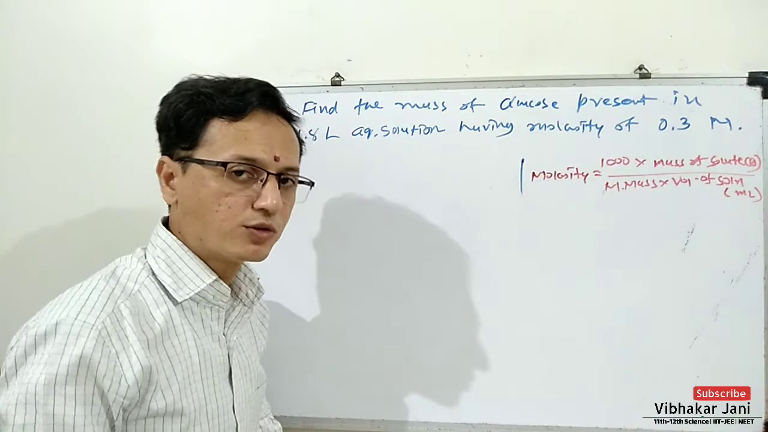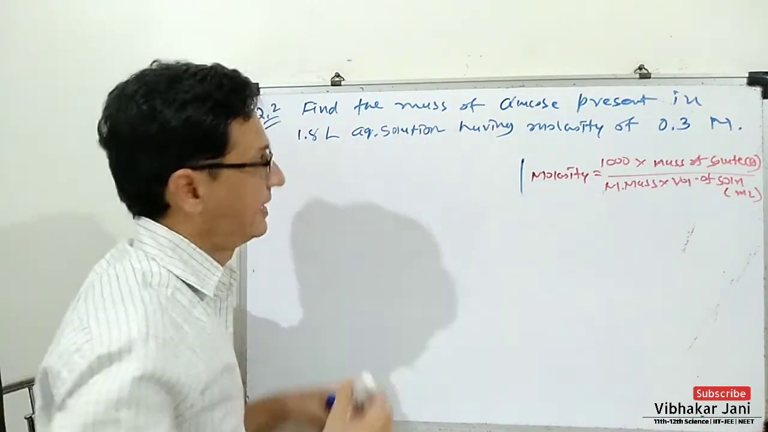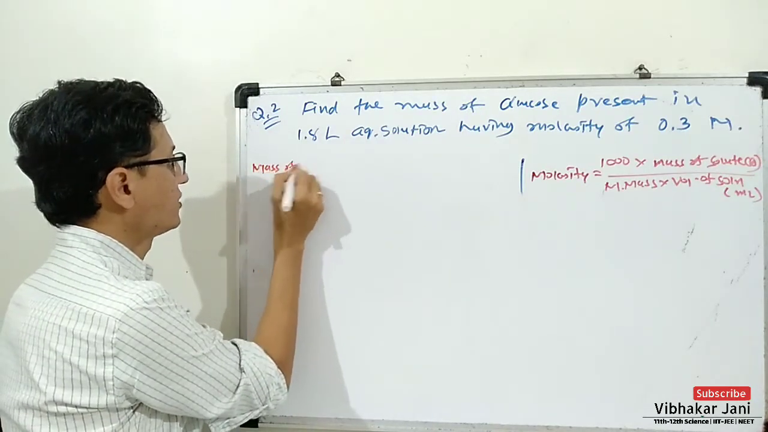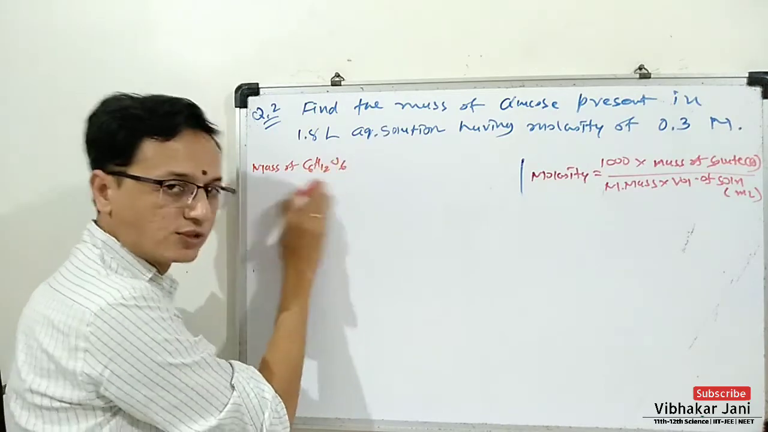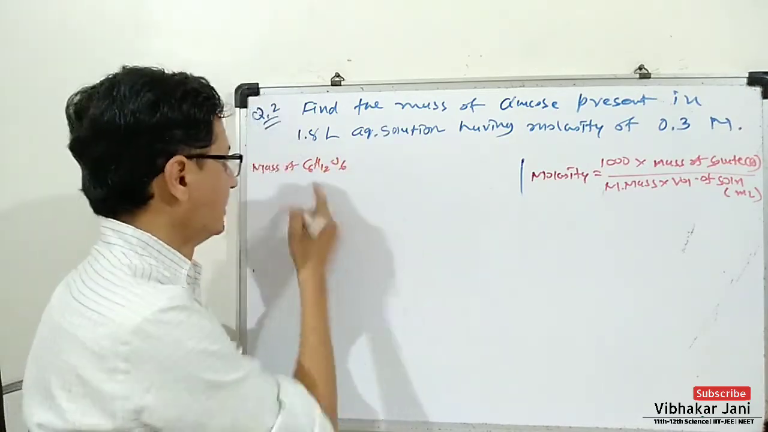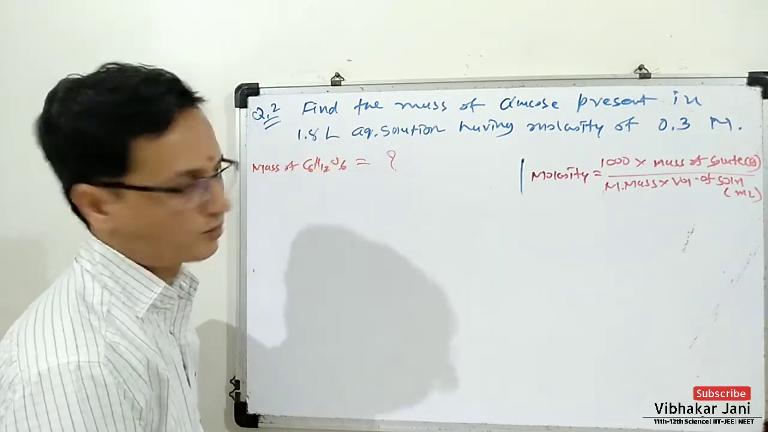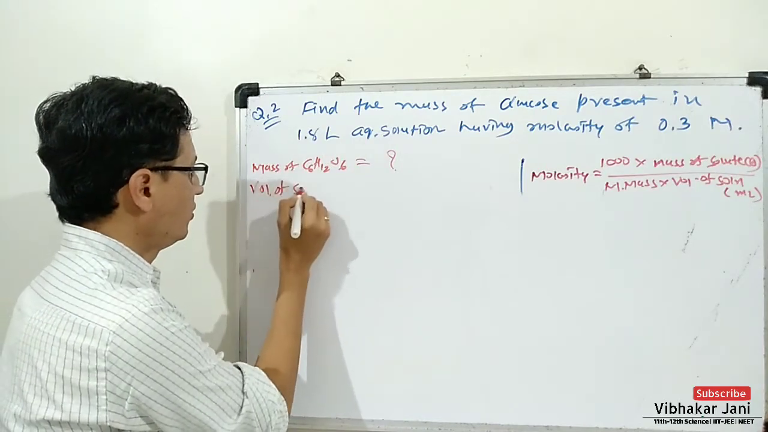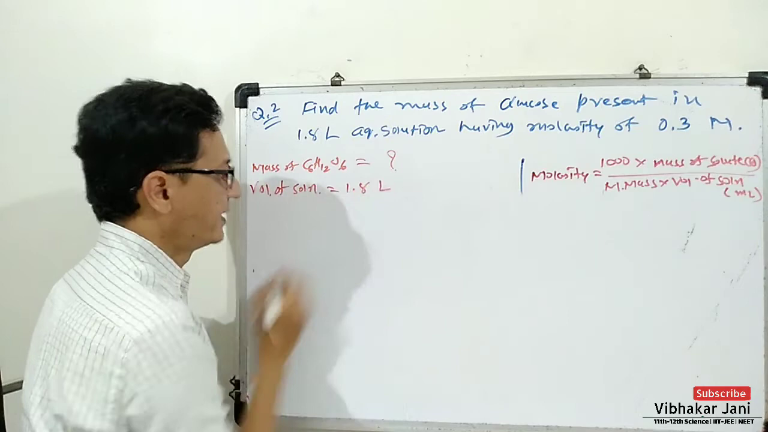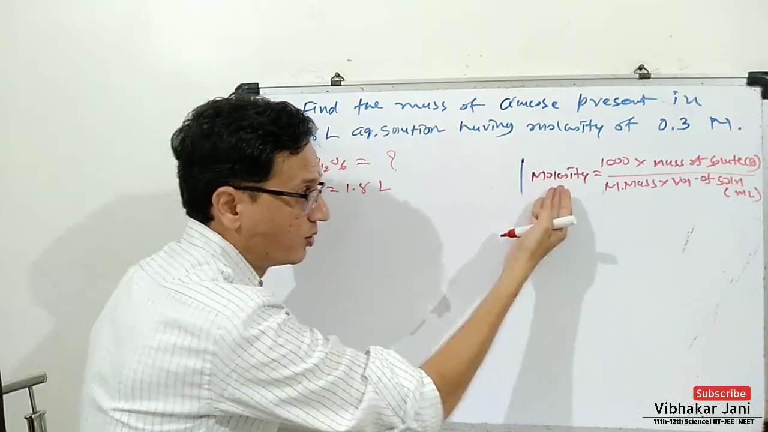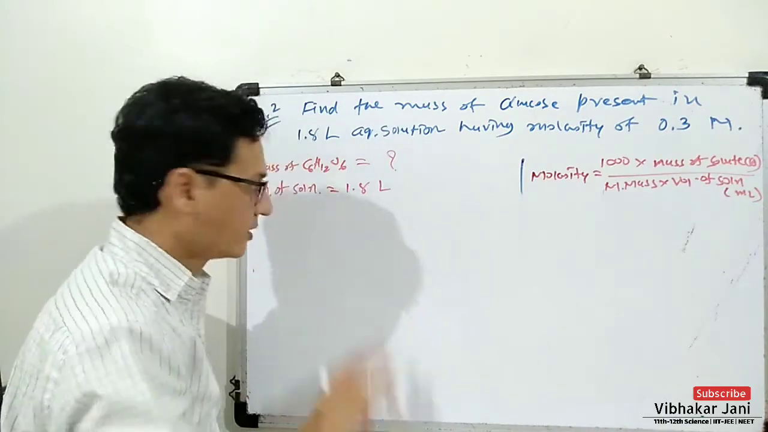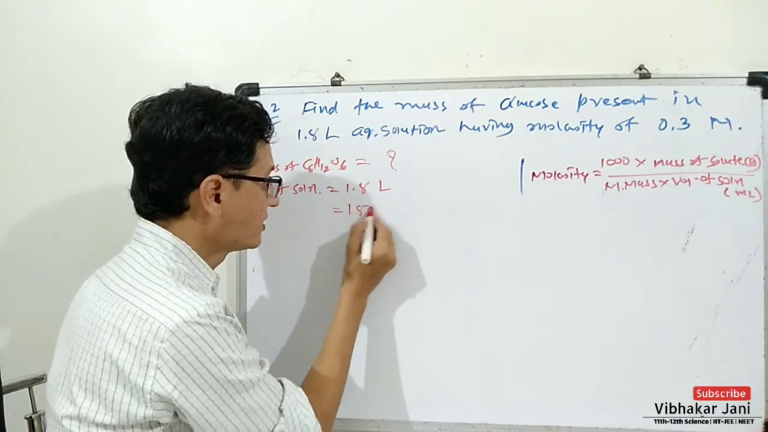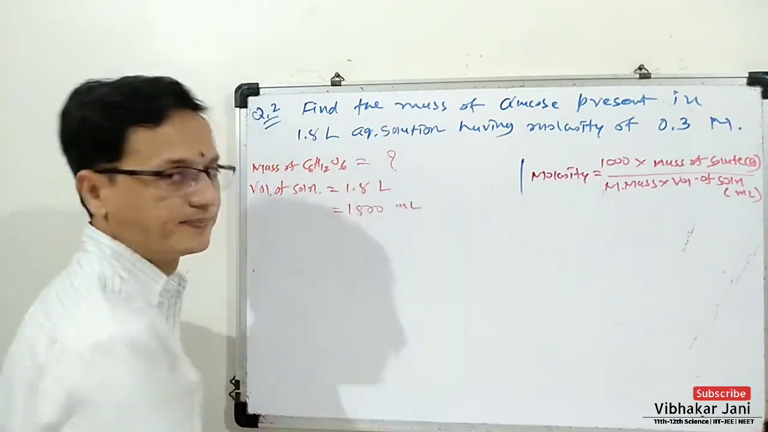What will we do? First of all, we will make a list of our given data. So here find the mass of glucose. That means we are asked to find the mass of glucose. C6H12O6 is the formula of glucose. That is solute. Then 1.8 liter aqueous solution. This is volume of solution is given 1.8 liter, but in the formula of molarity, volume of solution is in milliliter. So we will convert it into milliliter. We will multiply this with 1000. So it will give us 1800 milliliter.